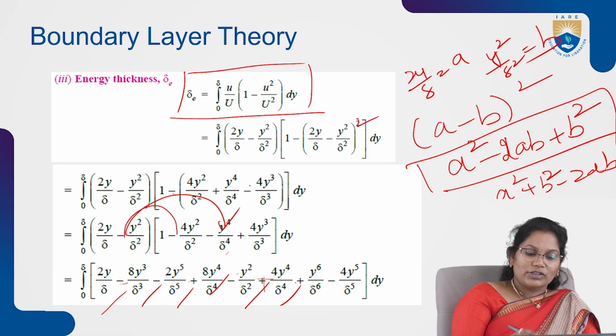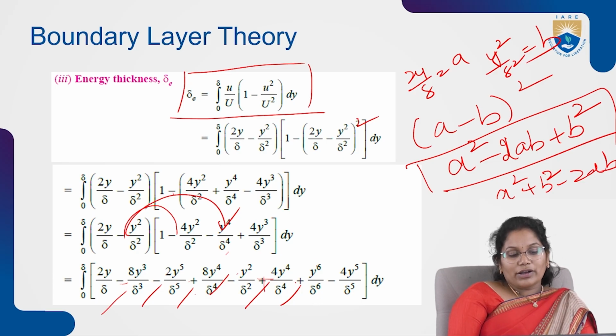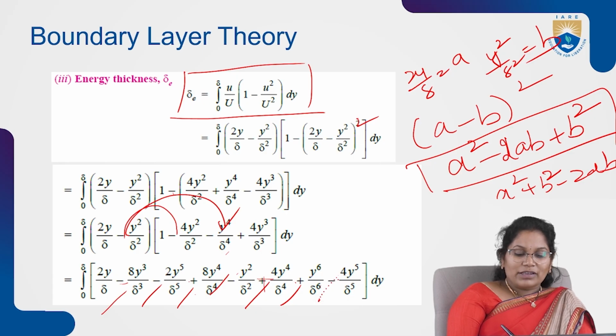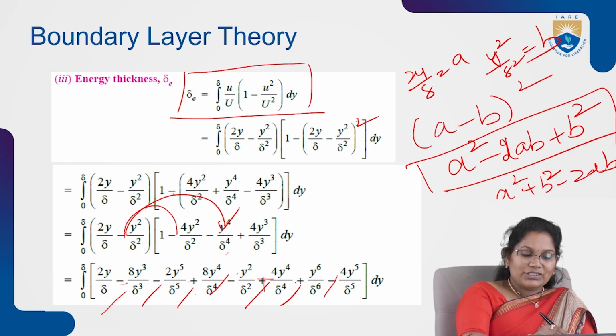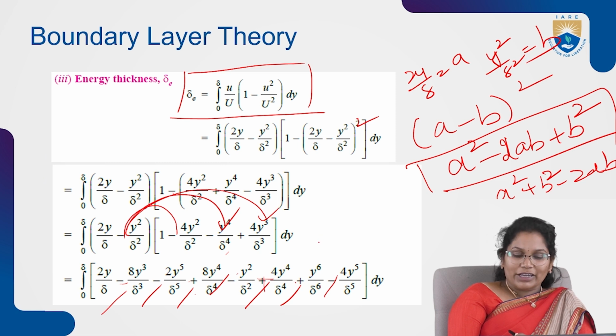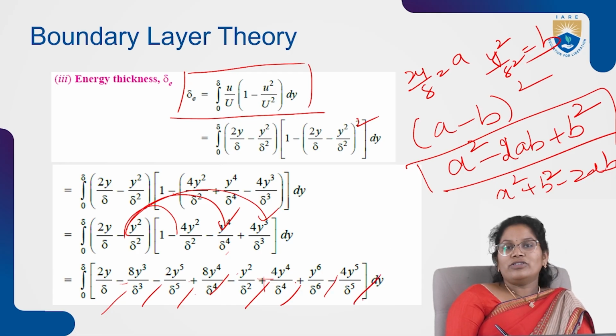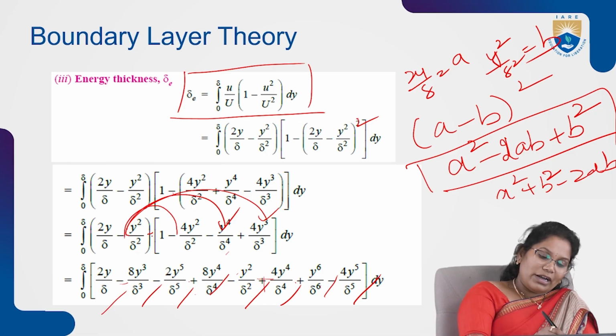Next third, y square by delta square into y to the power of 4 by delta to the power of 4. That will become 5 y to the power of 6 by delta to the power of 6. And again this last will become y square by delta square into 4y cube by delta cube. So here this will become 4 y to the power of 5 by delta to the power of 5. So this is what many values you will get when you multiply this, right?